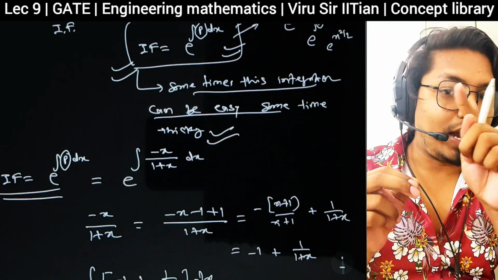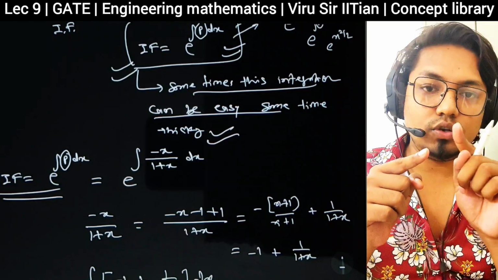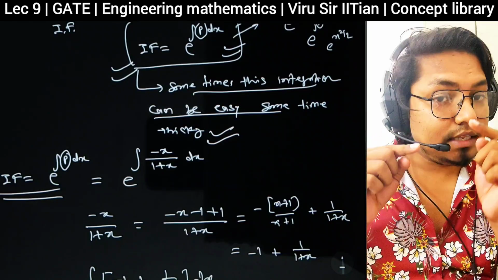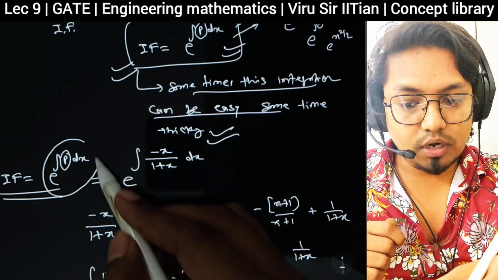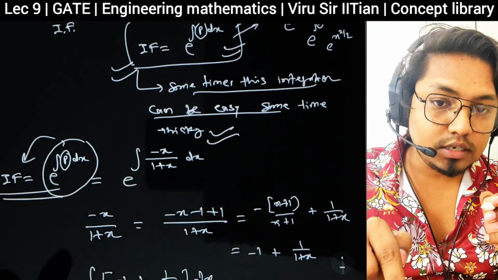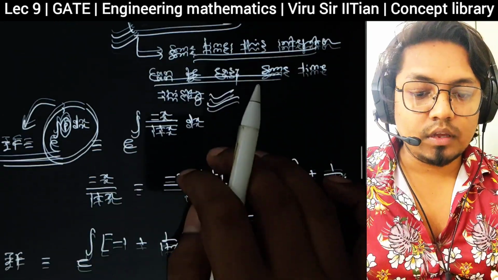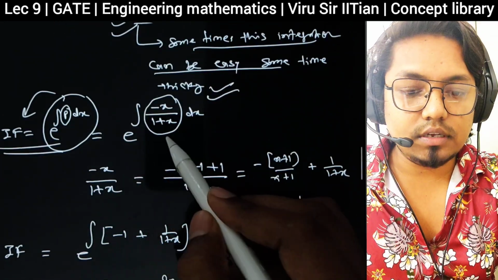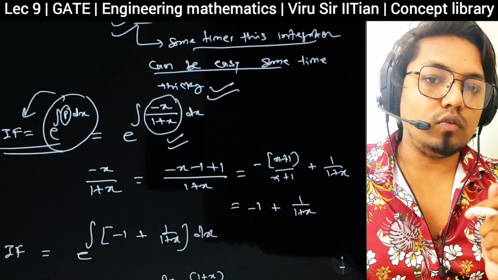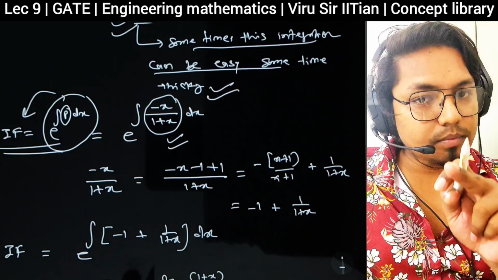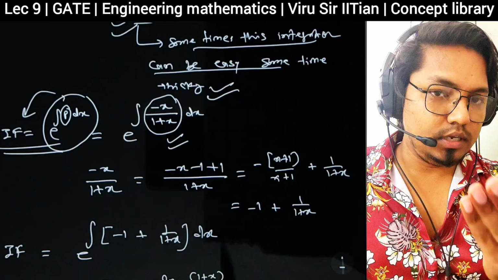What is your step 2? Identify your p value, that is nothing but the coefficient of y. Once you get the p value, then from p use this formula and find the integrating factor. Here you have to do just integration. What integration? Suppose I got this. Now I know how to solve this. If you don't know, then you will have trouble in integration.